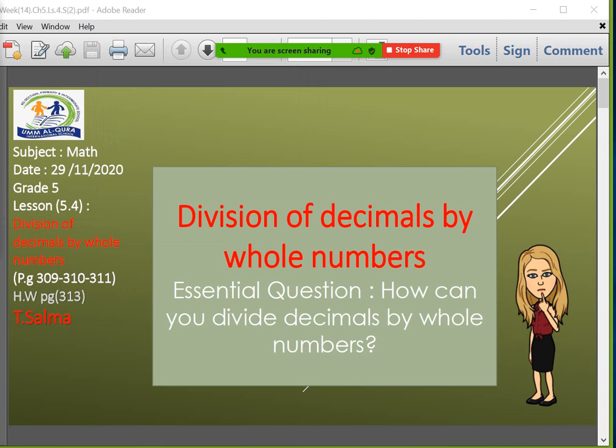Today we will start a new lesson, division of decimals by whole numbers. Please bring your books and open your books on page 309.